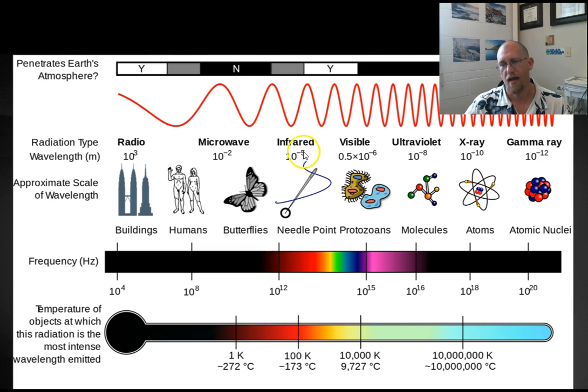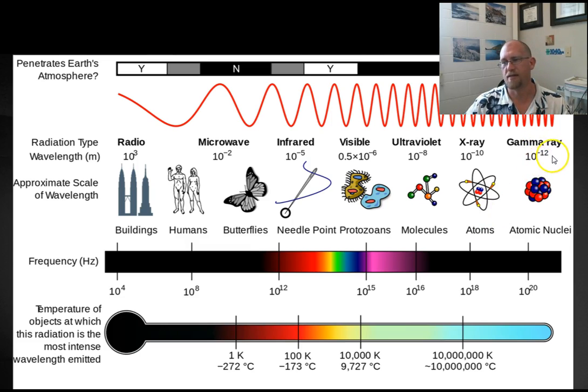The infrared has things in the order of 10 to the negative fifth meters of a wavelength. And so we're looking at the tip of a needle as an example of that kind of size. And then visible light has wavelengths in the 10 to the negative sixth meters. Microscopic organisms, protozoans, bacteria, things like that are about that size. Ultraviolet light has wavelengths around 10 to the negative 8 meters. Molecules are about that size. X-rays are 10 to the negative 10th meters, and individual atoms are about that size.